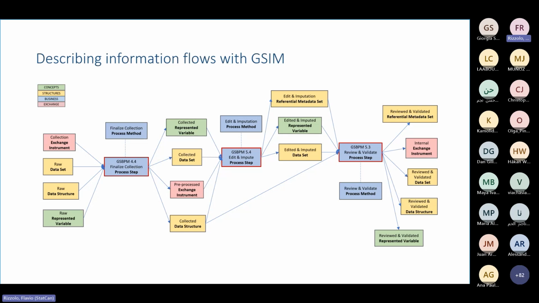So in this case, the pieces that keep this information flow in place are the information classes in GSIM. The structures and concept group can be very useful for defining these inputs and outputs. And other than the instrument and a few other classes, this is most of what you need in order to create this type of workflow. So this is an important concept that we need to keep in mind when we are trying to work with both models.